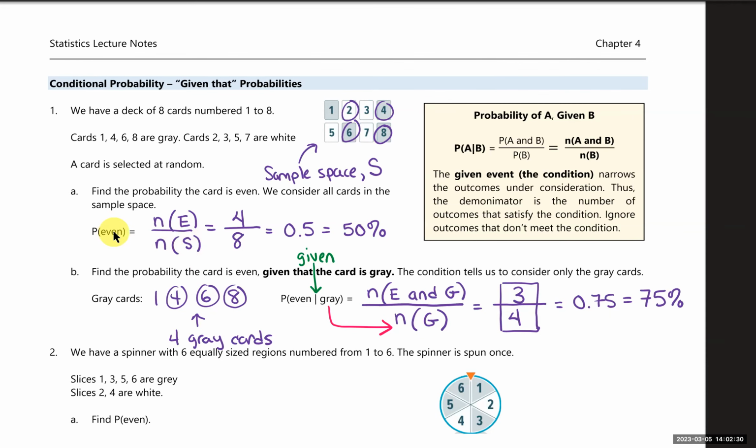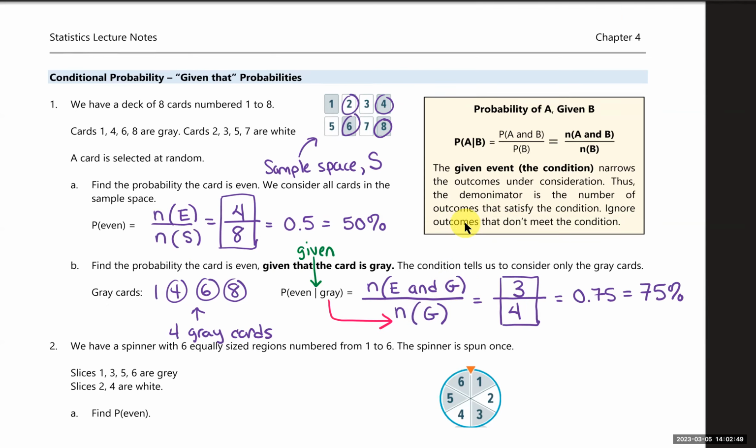Originally, the probability of even with no condition meant that you could look at all the cards, and that's why it was 4 out of 8. So a condition changes your denominator because you'll restrict the outcomes that you're allowed to consider.